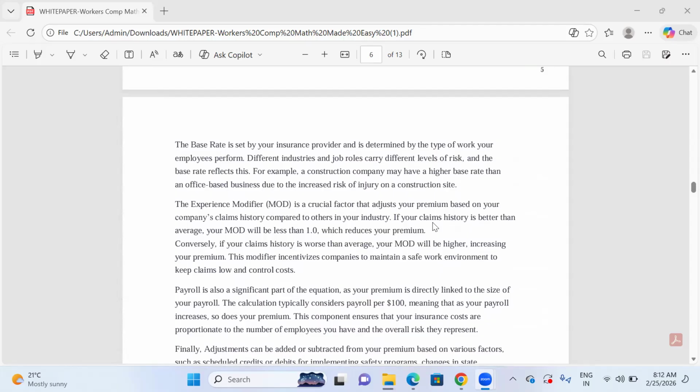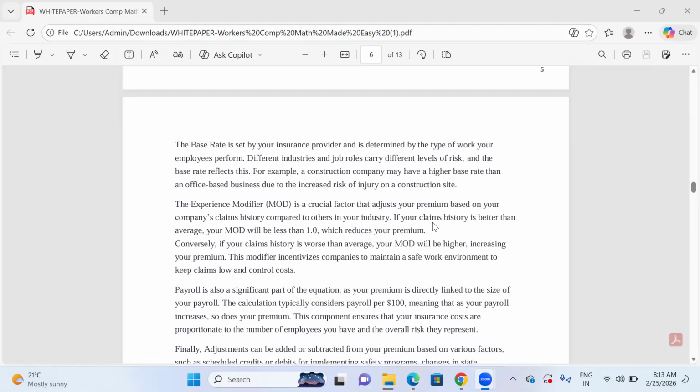Second, the experience modifier, which is a crucial factor, adjusts the premium based on the company's claims history compared to others in the industry. For example, if the earlier claims history for a particular company is worse than the average, then automatically the experience modifier will also be at a higher level, so that subsequently the insurance premium will also be at a higher level.